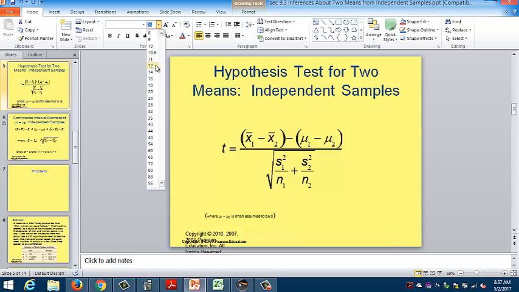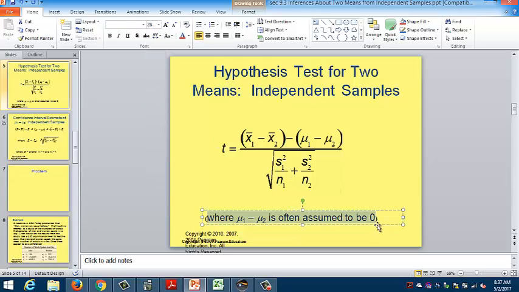What is mu1 minus mu2 often assumed to be? 0. Because if mu1 minus mu2 equals 0, what's that saying to us? What is it that's the same? Which means we're claiming that... what do mu1 and mu2 stand for? That's what I'm trying to get at here, I think. Mu1 and mu2, what do they represent?